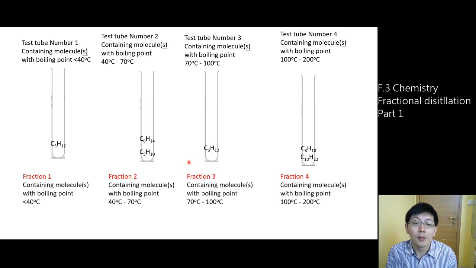We call them fractions, just like in mathematics. In Cantonese, fraction in mathematics we call it 份數. 好似每一個 test tube 係 crude oil 一部分。It is just like a simple part of the crude oil mixture. In chemistry, the accurate scientific term is fraction number 1, 2, 3, 4 instead of test tube number 3, 4. They are parts of the crude oil mixture. If we mix these fractions together, we'll get back the crude oil. But this time, we have separated them into simpler mixtures.